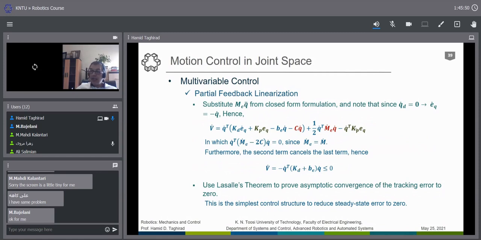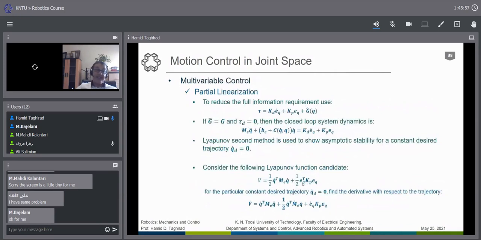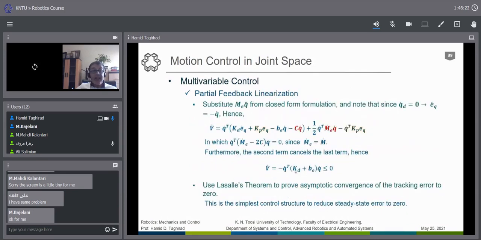You see that KP is cancelled out because we have used a particular Lyapunov function, which comes from the kinetic energy and the potential energy. This is the potential energy. So in the derivative of V, the potential energy doesn't come into the picture. What comes into the derivative are the damping terms, and you see the damping terms are actually available here: both B, the dynamic damping of the system from the linear part of the system, and the controller damping. KD is the damping of the controller.